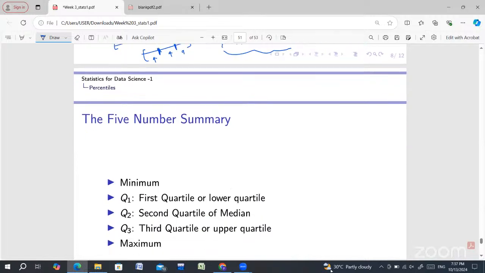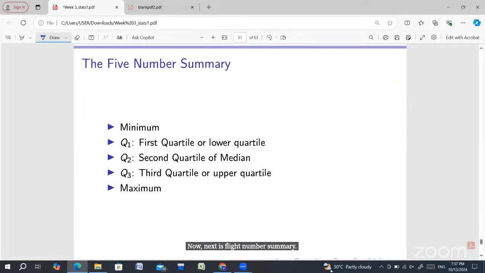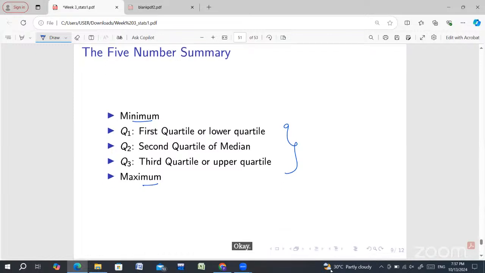Now next is the 5-number summary. The 5-number summary is nothing but the minimum value first, then we take the 3 quartiles, and then the maximum value. So the minimum value of the data set, then the first quartile or lower quartile, then the second quartile, then the third quartile, and the maximum value.